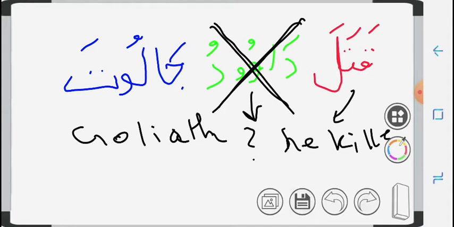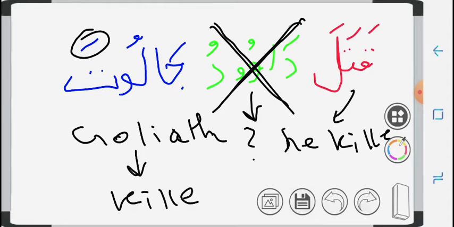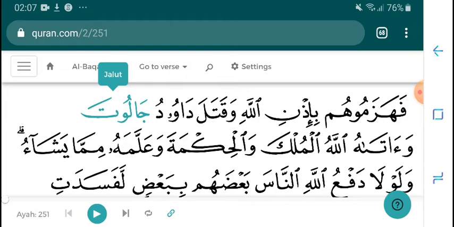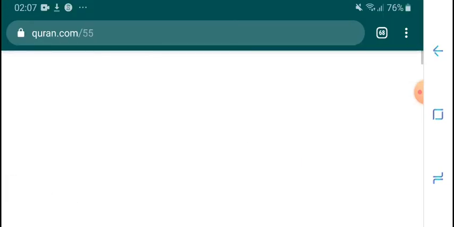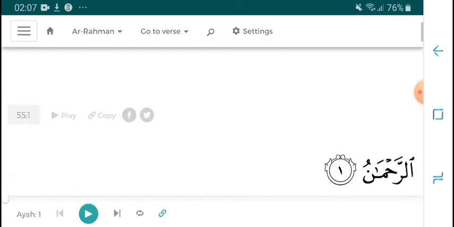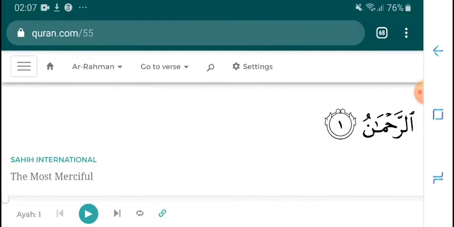Okay, that's if the wudu was removed. But it's because of this sign that we know this is the person who has been killed. We know that Goliath is the one who has been killed. Now, just to give flavor to this statement, I'm going to go to Surah Ar-Rahman. Okay, now if it loads, the very first word is Ar-Rahmanu. Now, look at the way it ends in a Dhamma.